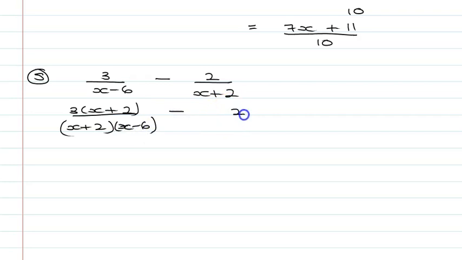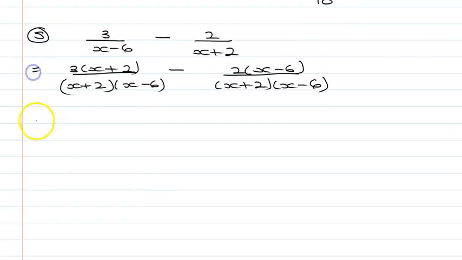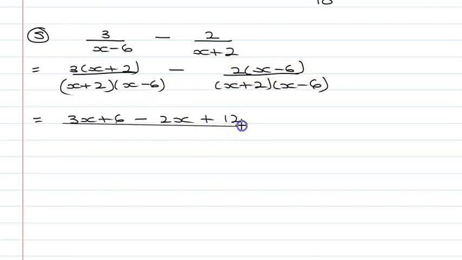Minus 2 times x minus 6 over x plus 2, x minus 6. Okay, so now let's multiply the numerator. So 3x plus 6 minus 2x plus 12. Don't forget this is take away and this is 2 times minus 6. It's minus 2 times minus 6 gives you the plus 12. All divided by the same denominator, which is x plus 2 times x minus 6.